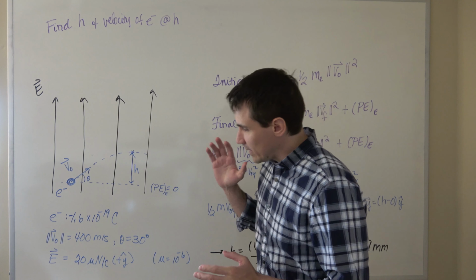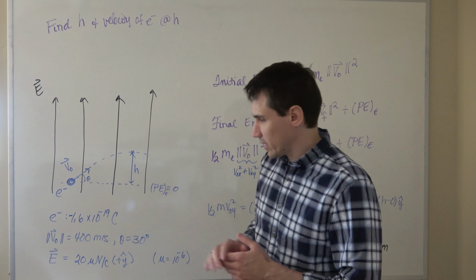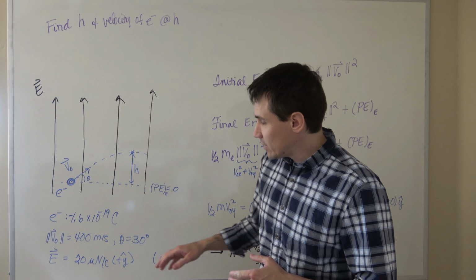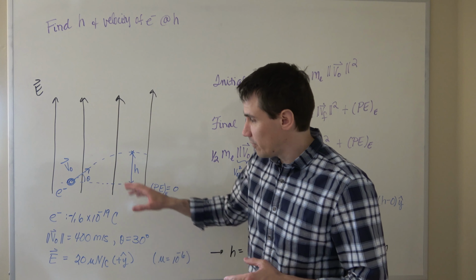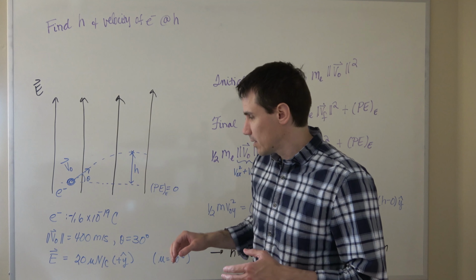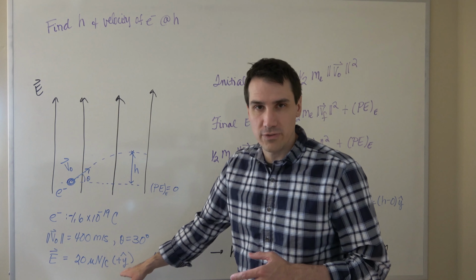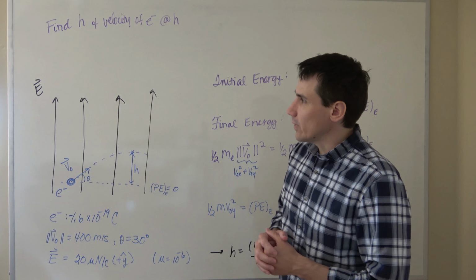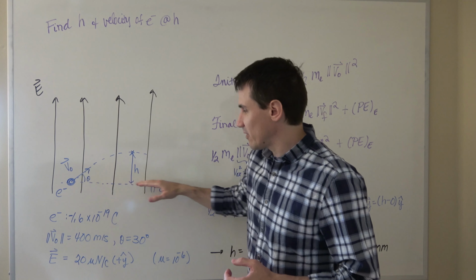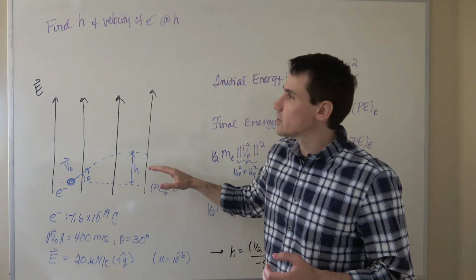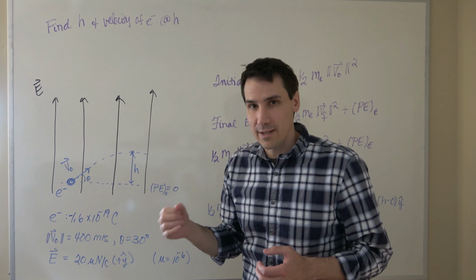Okay, so the things that we need to know are the charge of the electron, negative 1.6 times 10 to the negative 19th. We need to know the velocity and the angle of the electron's initial velocity. And we need to know the magnitude and direction of the electric field here. Now, what we're looking for is the maximum height above its starting location that the electron reaches, and the velocity of the electron when it reaches that height.